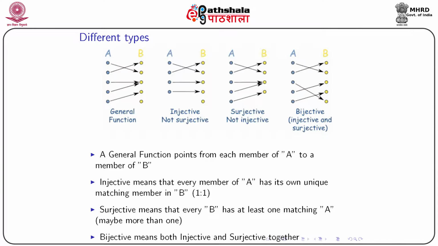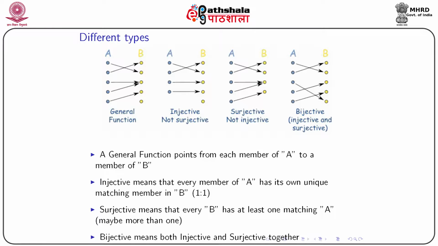Now we will try to figure out what sort of relationships or what different types of function exist. The first one we call a general function, where we have two sets A and B, and all the elements in A are denoted by the blue dots and all the elements in B are denoted by the yellow dots. The first one is a general function. It points from each member of A to a member of B. This is called a general function. We don't have any other restriction.